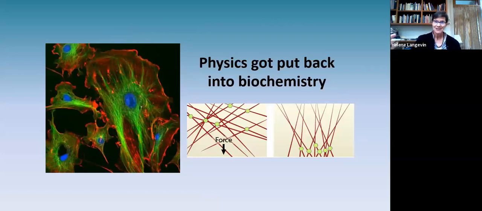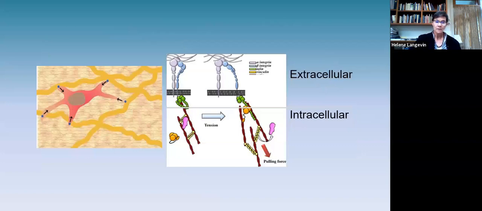So this is how physics got put back into biochemistry. And in this case, it's interesting that it was the availability of new imaging methods that provided the insights into this fundamental new way of understanding living cells. Now, another important thing that happened in the 1990s is that mechanical interactions between the inside of the cell and the outside of the cell, or the extracellular matrix, were becoming a subject of great fascination. Pulling either from the inside or from the outside of a cell could cause proteins to interact physically and biochemically.